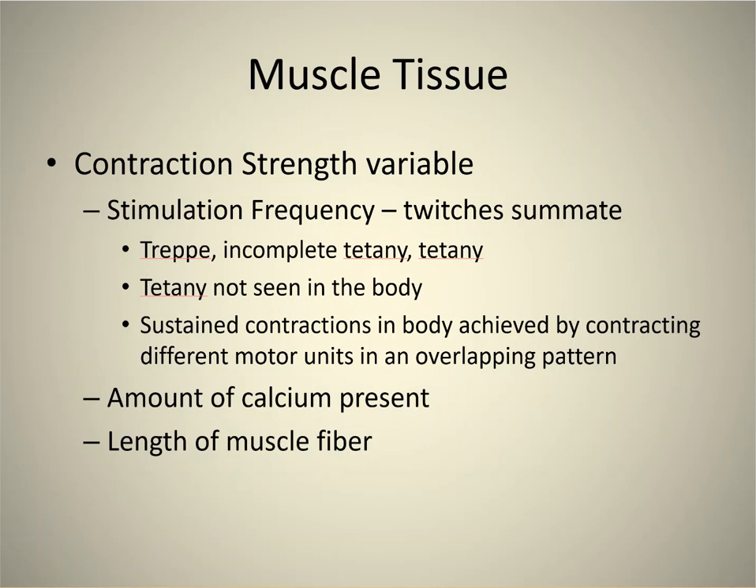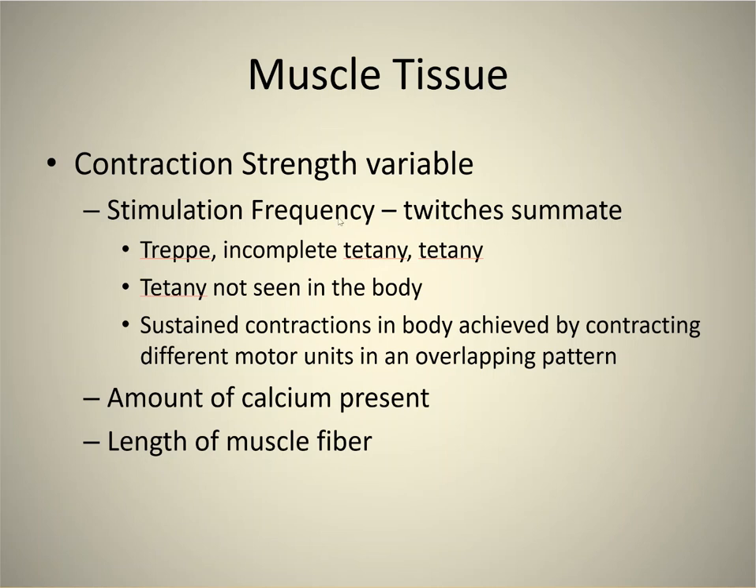So slide 37: contraction strength is variable because twitches summate, even in one single muscle cell. Now we're looking at a twitch, one muscle cell. We're going to look at individual twitches, and then what's called treppe, where they start to summate, and then incomplete tetany, where they summate more, and then tetany, which is maximal sustained contraction. They don't relax at all. Tetany is not really seen in the body. Like I said, this is an artificial thing we're setting up.